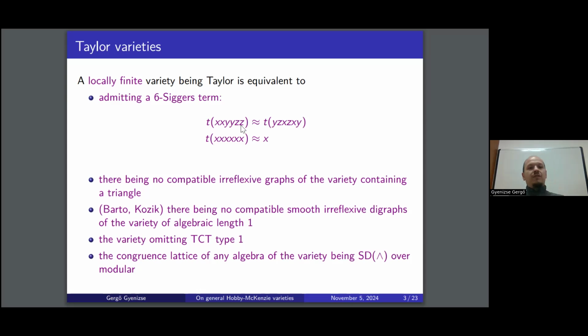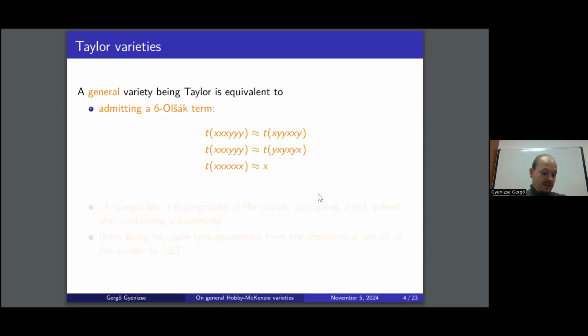And his example was just to take the variety generated by the three weak unanimity identities, and it will not admit Siggers terms, or actually it will not admit any terms that can be expressed by a single linear identity. And I don't even know that a single nonlinear identity can be derived from the weak unanimity conditions. Yeah, this was the violet stuff.